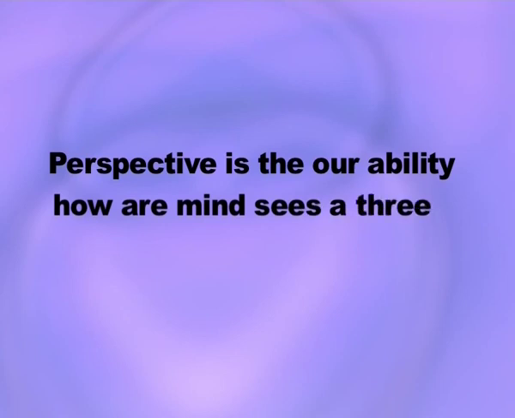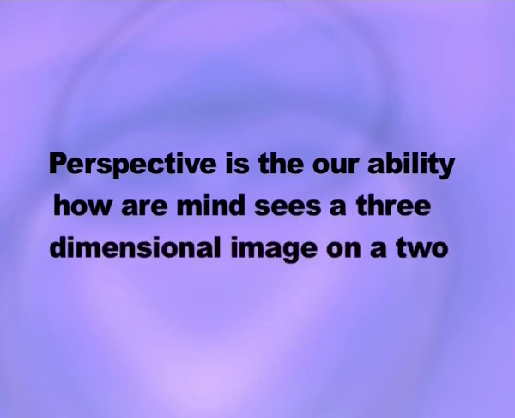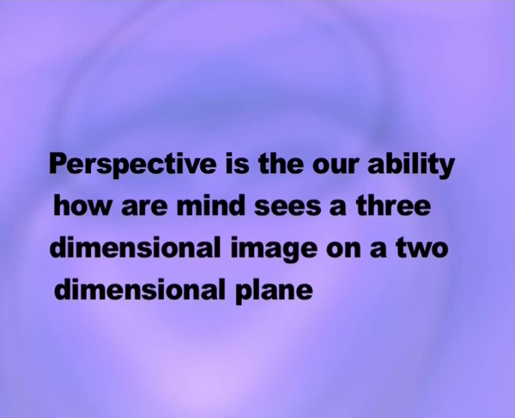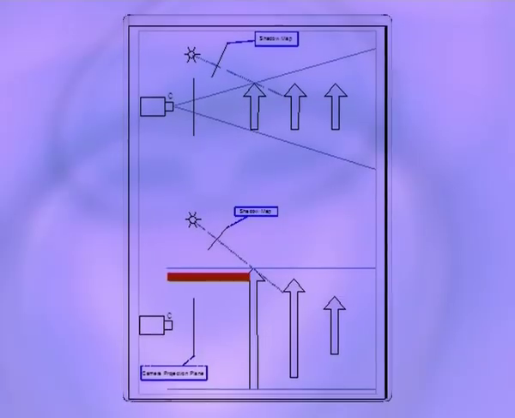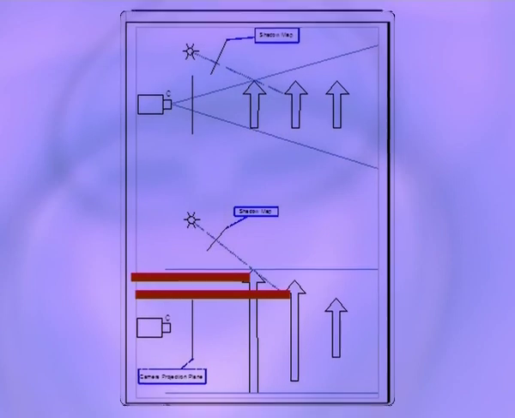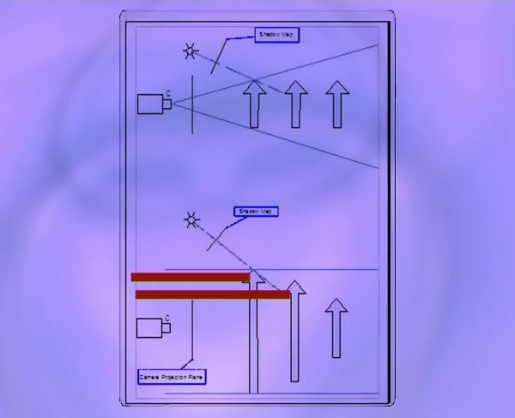Perspective is our ability, how our mind sees a 3-dimensional image on a 2-dimensional plane. Perspective is controlled by the camera to subject distance. If subject 1 is 1 foot away from me and subject 2 is 2 feet away from me, subject 2 will be half the size of subject 1. This is important because it matters when we change focal lengths.